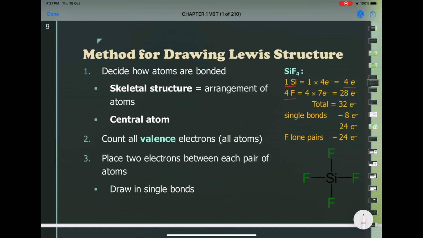For fluorine, which is in group 7, meaning 7 electrons, you multiply by 4, and the answer is 28. Total these up and you get 32 electrons. Place 2 electrons between each pair of atoms and draw single bonds. The single bonds use 8 electrons, and the balance is 24. So the 24 are the fluorine lone pairs. This is the example.